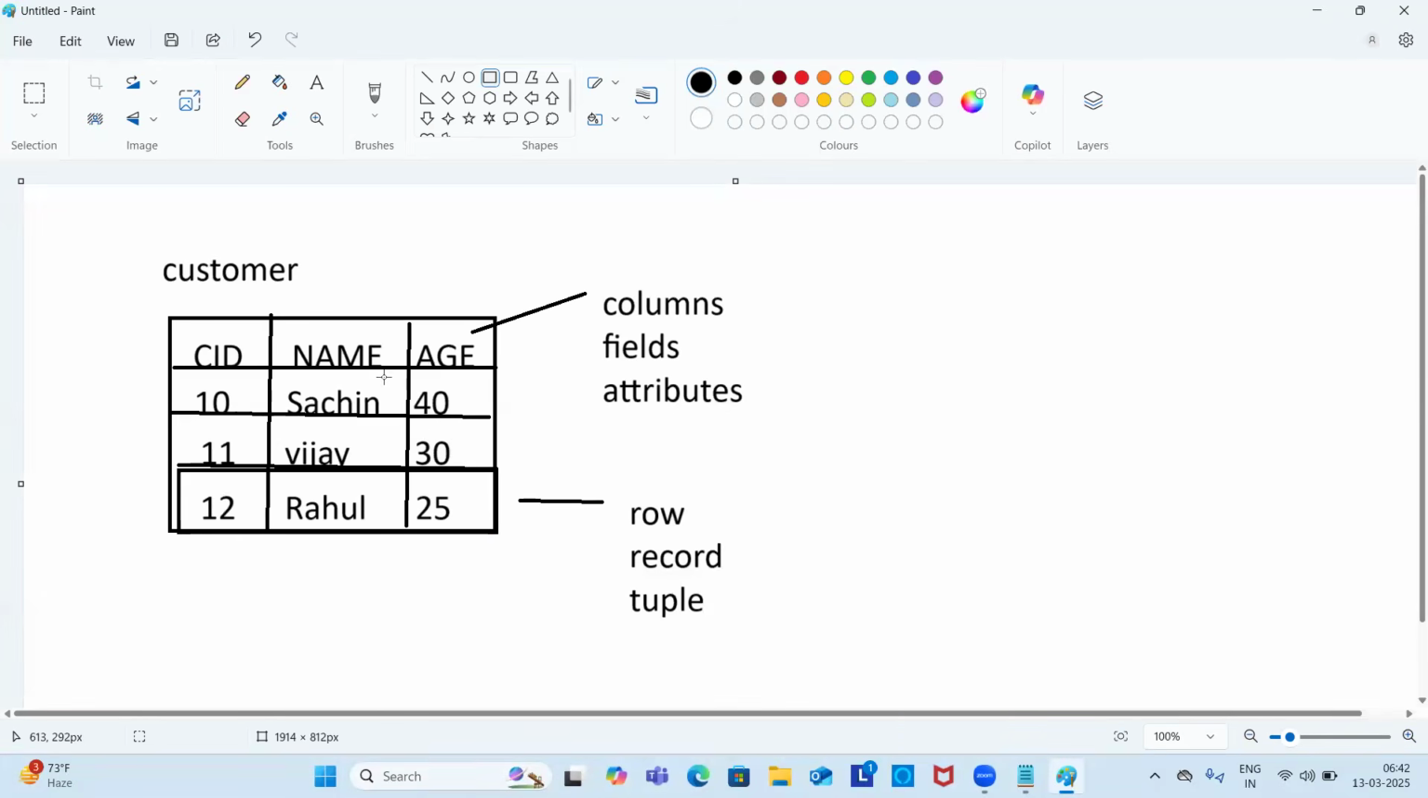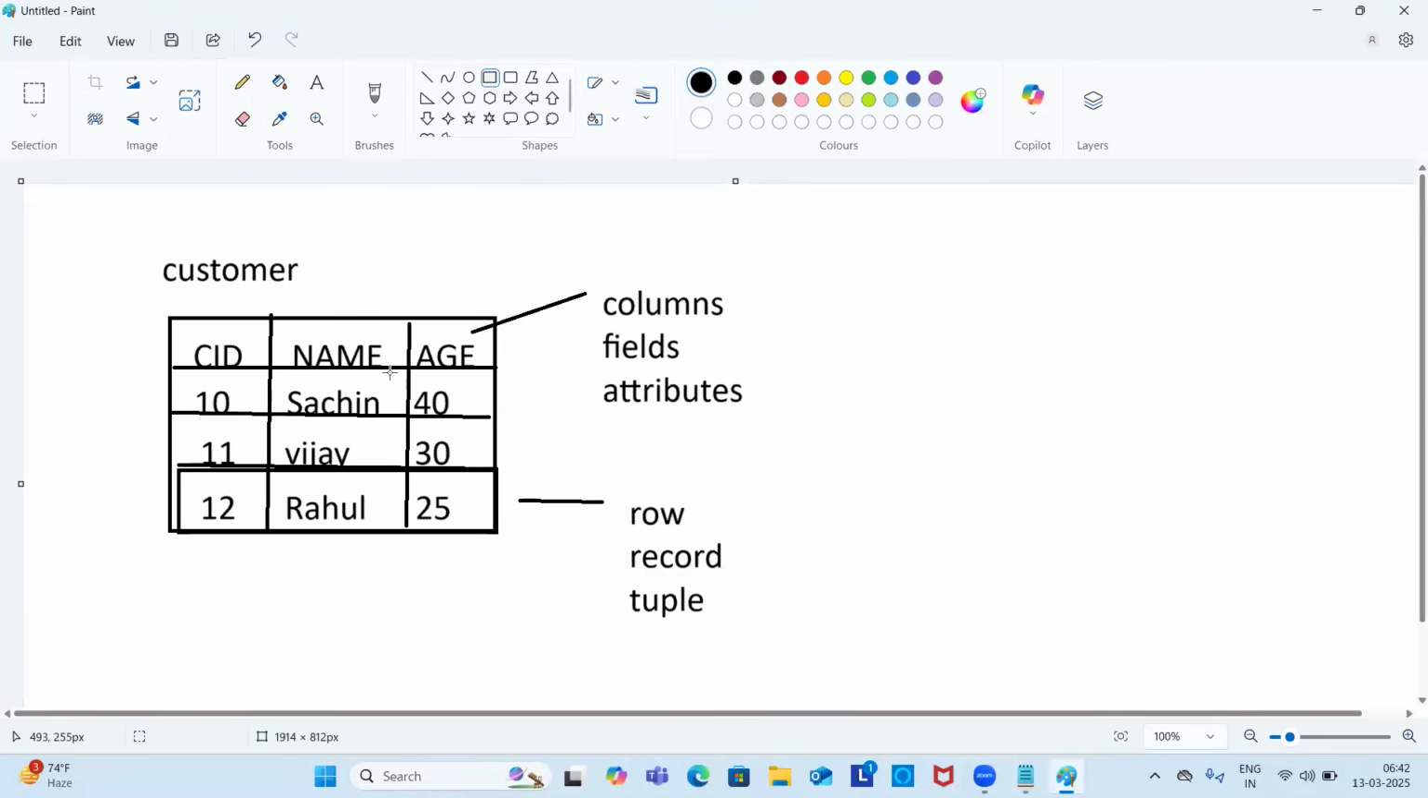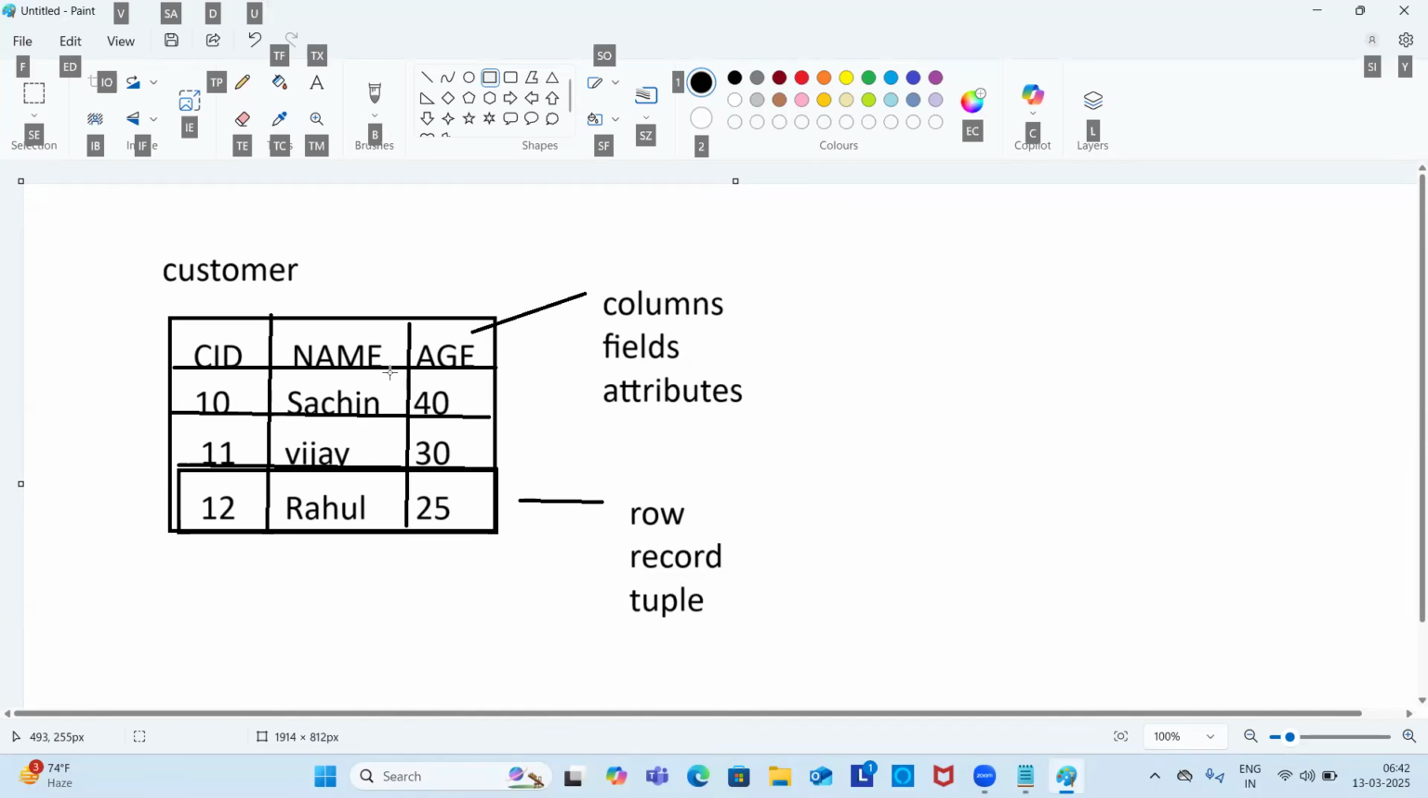And so inside the database, you store the data in the form of tables. You want to store employees data, so create one employee table, store the data. You want to store students data, then create one table, store the data. A table is a simple structure, so when the structure is simple, working is also simple.